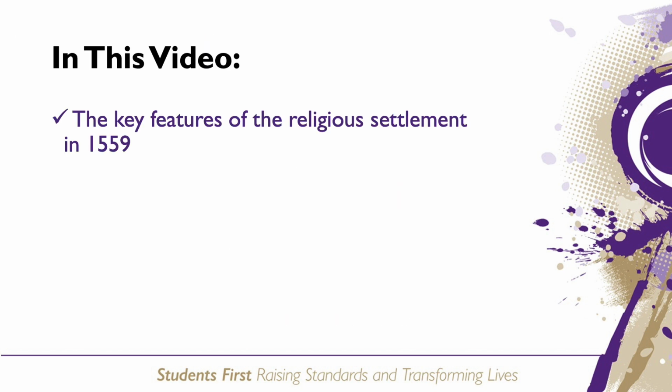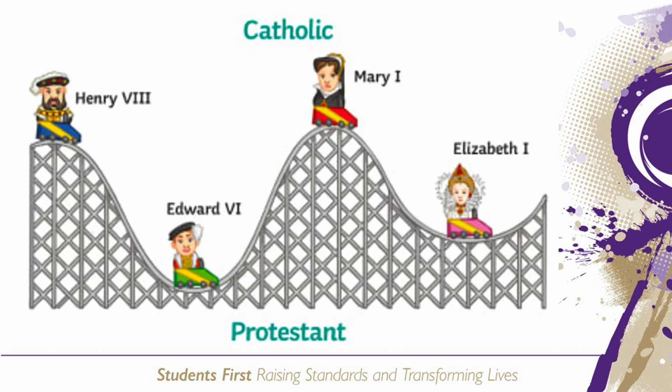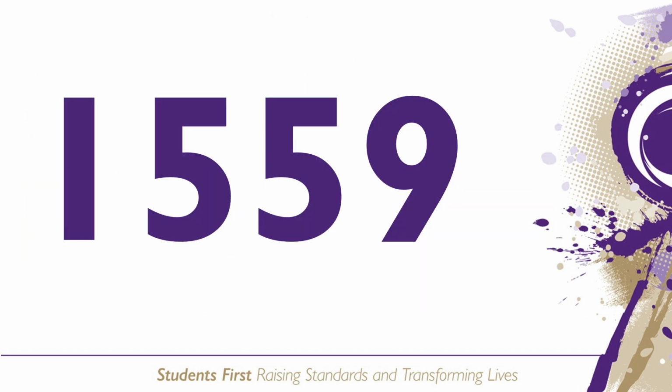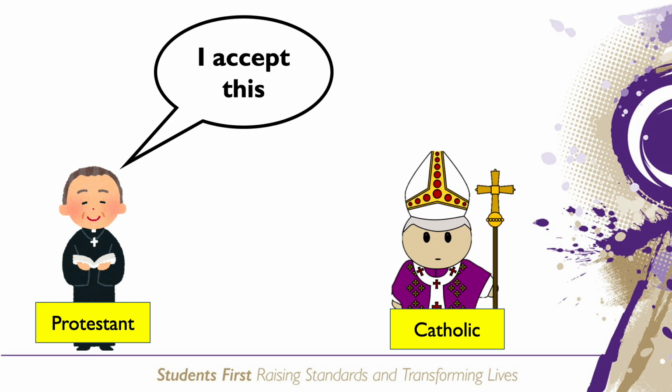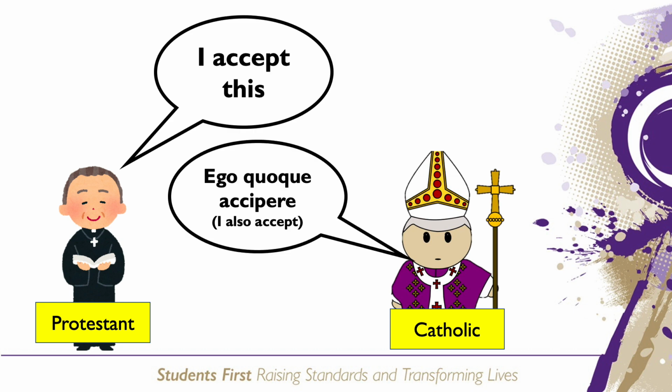Today we will cover the key features of the religious settlement introduced in 1559. Elizabeth was determined to bring religious stability to England after the years of religious change that came before her. In 1559, Elizabeth passed the Religious Settlement, a clever compromise between Protestant and Catholic beliefs. It was designed to be accepted by as many people as possible, be they Catholic or Protestant.